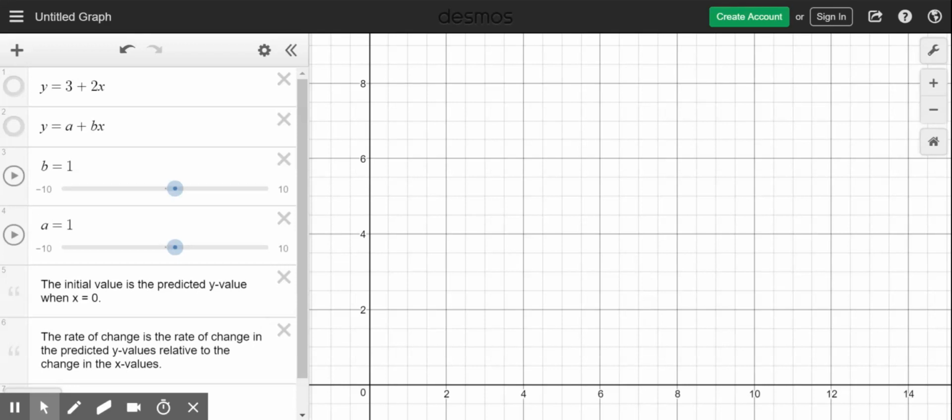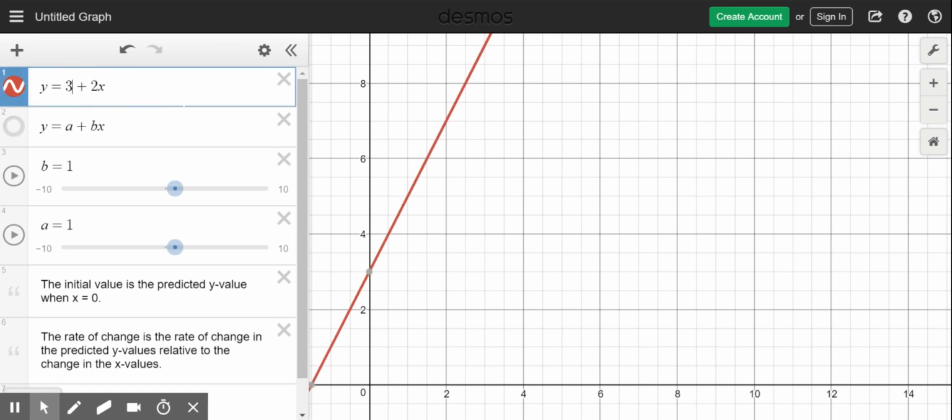Hey everyone, I wanted to make this video to talk about the linear equation a little bit more, and in particular the constants in the linear equation and how we interpret them. So here's an example of a linear equation: y equals 3 plus 2x. A linear equation always has the form a plus bx, where a and b are two constants, two real numbers. And so here's one example: y equals 3 plus 2x.